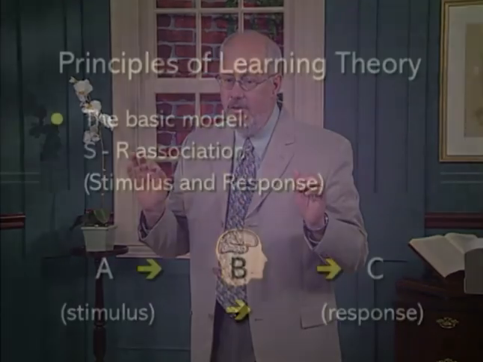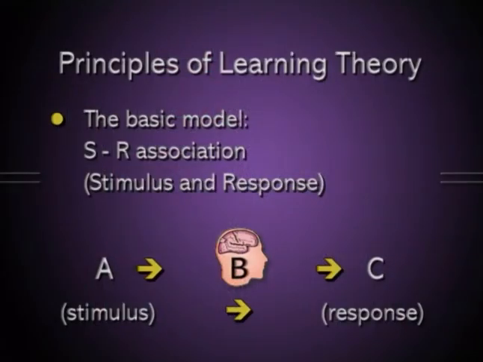The basic argument was, if A, the things from the world, leads to B, what happens in the brain, and B leads to C, the responses, the behaviors, then A leads to C. And we don't really have to worry exactly about the internal processes. We can't see them anyway. We'll get it wrong.